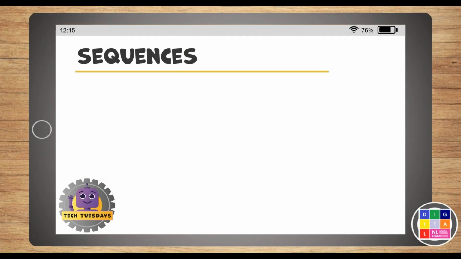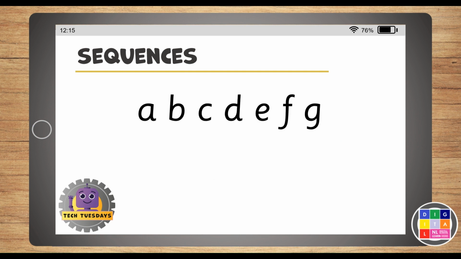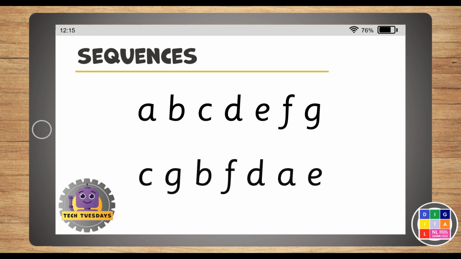Welcome back. Now, I asked if you know what a sequence is. A sequence is simply a series of things done or placed in a particular order. For example, the alphabet begins in this order: A, B, C, D, E, F, G. That is the alphabet's correct sequence. We don't say C, G, B, F, D, A, E. That would not be the correct sequence.